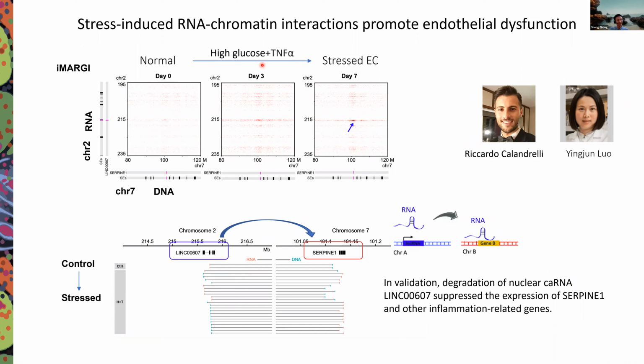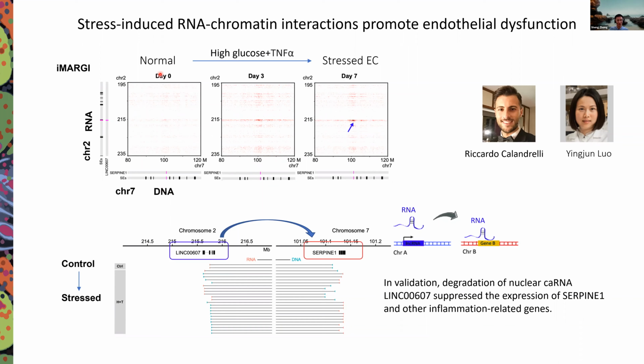And we assayed these cells in parallel by Hi-C and by IMRG. Hi-C is a technique interrogating DNA-DNA interactions, and IMRG interrogates RNA-chromatin interactions. Here is the contact matrix of part of chromosome 2 to part of chromosome 7. We see almost minimal, if any, RNA transcribed from chromosome 2 interacting with any of the chromosome 7 DNA shown in this map in the control normal endothelial cells.